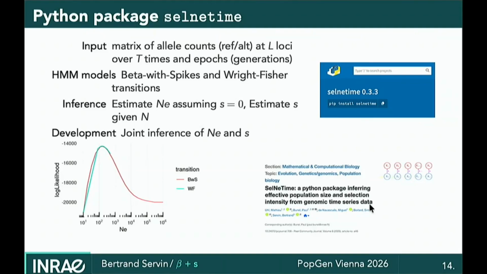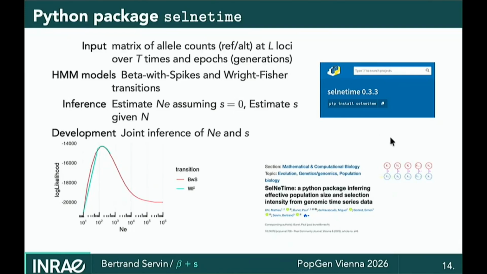And now what we are doing with Paul is that we're working on jointly inferring Ne and S and not assuming there is no selection. Because when you do assume there is no selection and you estimate Ne, you're actually biasing your estimate of effective population size. So if you're interested in this, there is a paper that just came out. There was a preprint for a while. Now the paper came out in Peer Community Journal. And there's a Python package that you can try if you want.